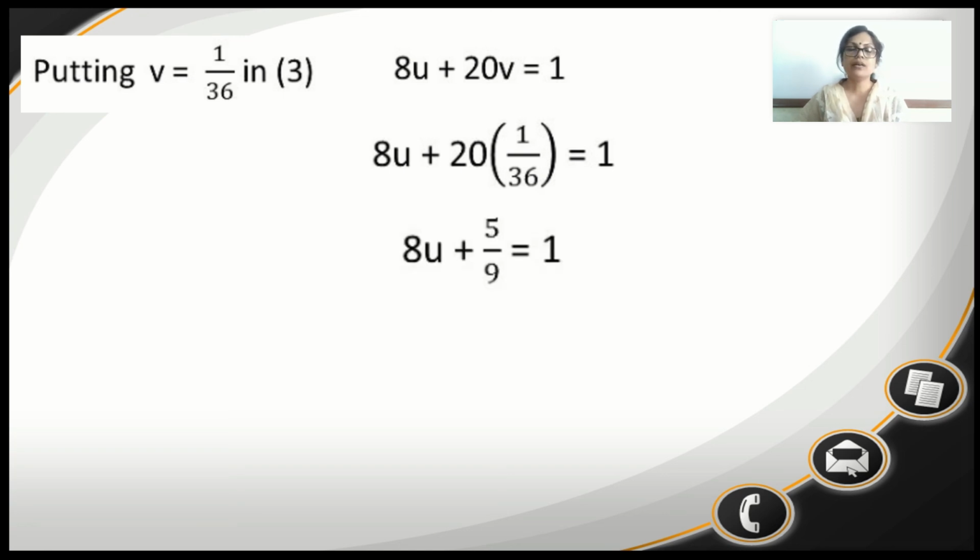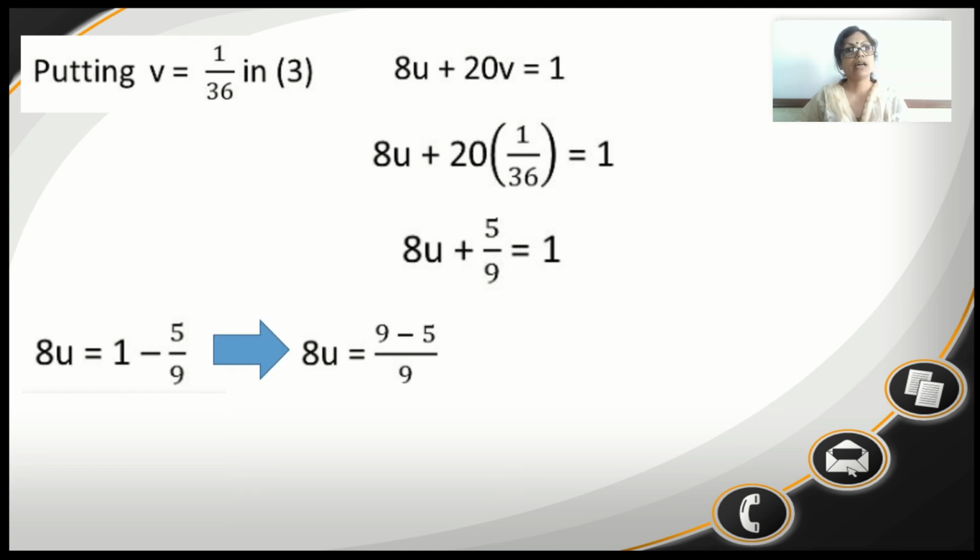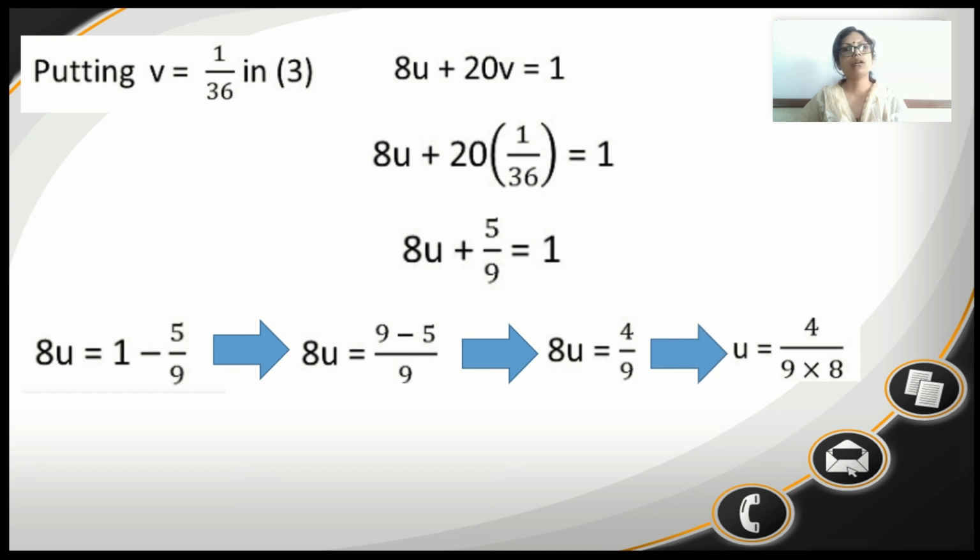So 8u is equal to 1 minus 5 by 9. Cross multiply and solve it. We get 8u is equal to 9 minus 5 upon 9. So we get 8u is equal to 4 upon 9. Take this 8 down. So we get u is equal to 4 upon 9 into 8. So 4 2s are 8, you can do. We get the value of u as 1 upon 18.